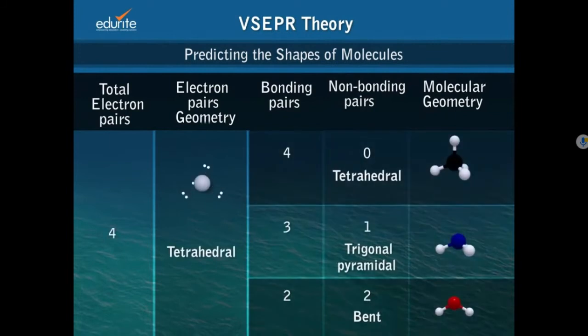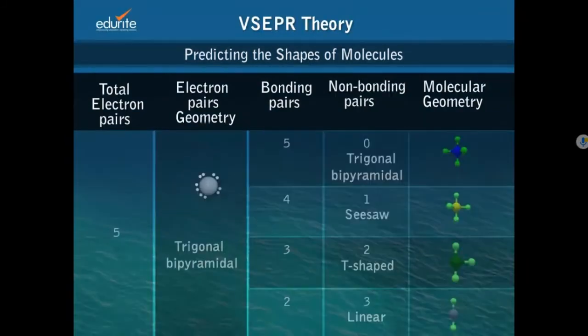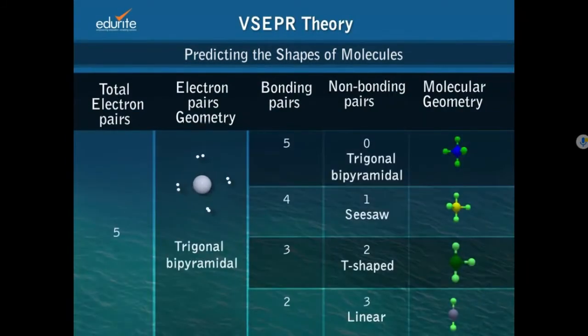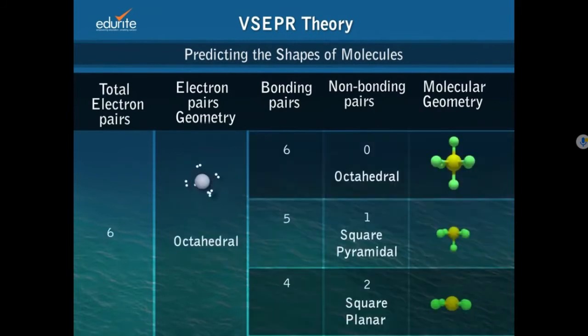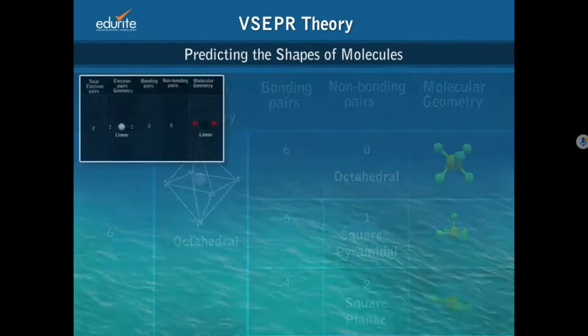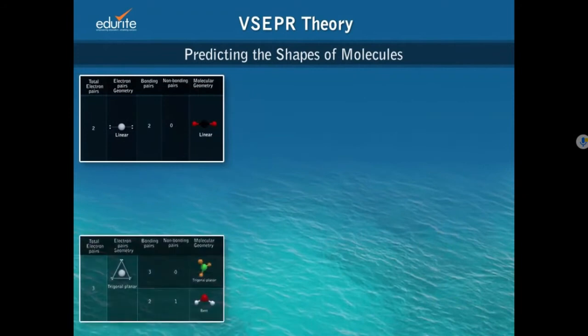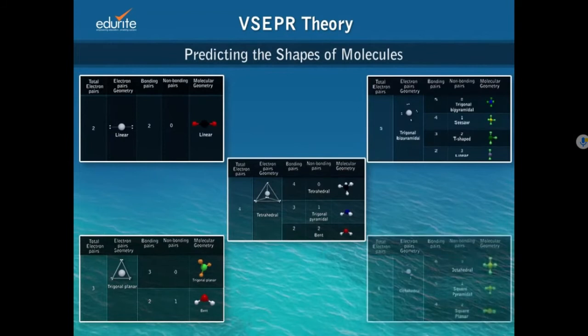When there are 4 electron pairs, the possible molecular geometries are tetrahedral, trigonal pyramidal, or bent. When there are 5 electron pairs, the possible molecular geometries are trigonal bipyramidal, seesaw, T-shaped, or linear. When there are 6 electron pairs, the possible molecular geometries are octahedral, square pyramidal, or square planar. Shown here is a chart which depicts the possible VSEPR molecular geometries. Take a look at it again.